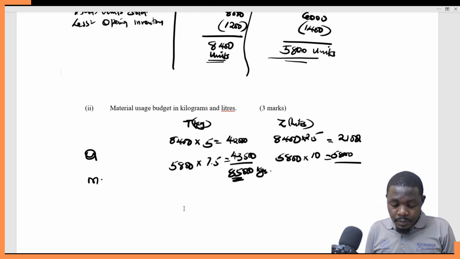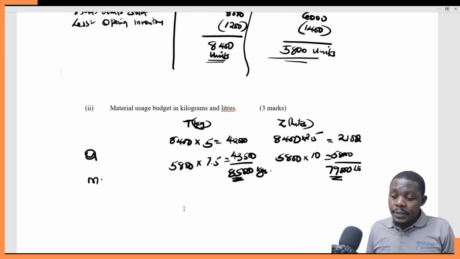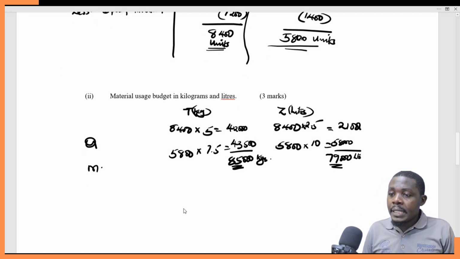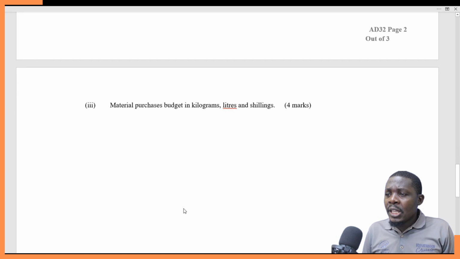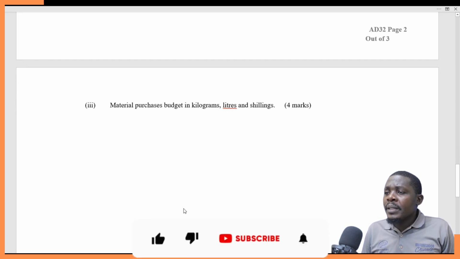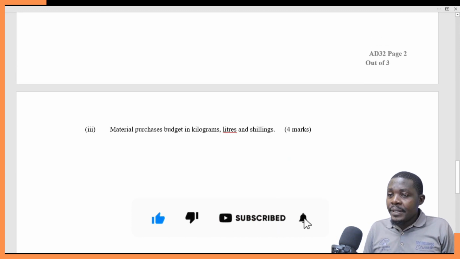Plus 21, get 79 liters. 79 liters. And then Roman 3, the material purchase budget in kilograms and liters and in shillings.